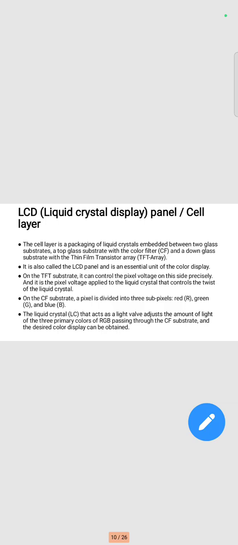On the TFT substrate, it can control the pixel voltage precisely, and it is the pixel voltage applied to the liquid crystal that controls the twist of the liquid crystal, right? On the CF substrate, okay, CF substrate means what? So on the CF substrate, a pixel is divided into three subpixels, red, green, and blue, right?